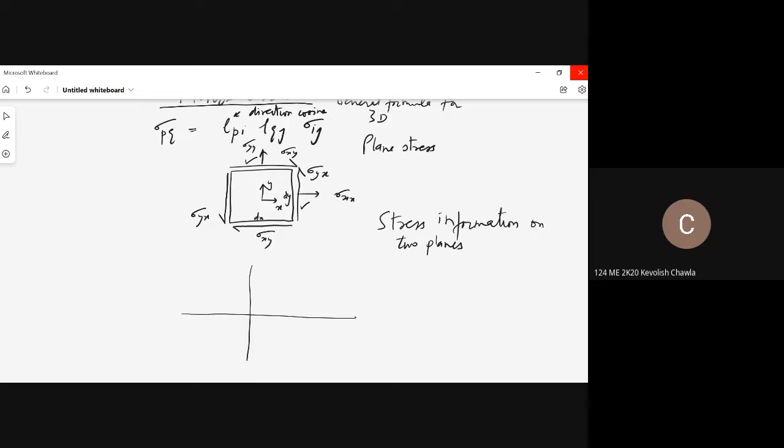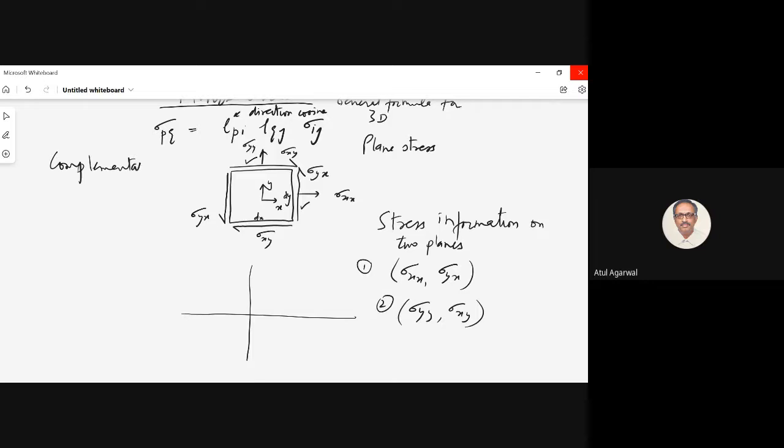Okay. So what is the stress information on this plane you are having? Normal stress and shear stress. So you will say sigma xx, sigma yx. This is your one plane. What is your second plane? Sigma yy, sigma xy. Now you see, there is a concept of complementary shear stress. Complementary shear stresses are equal.